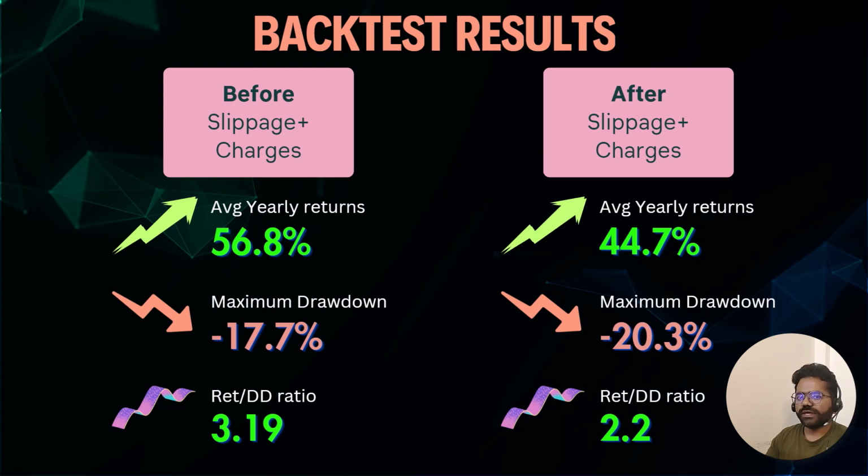So you should always consider slippages and charges when you are looking at backtest results. That will give you a real picture. So a profitable strategy can become a loss-making strategy if you consider slippages and charges.